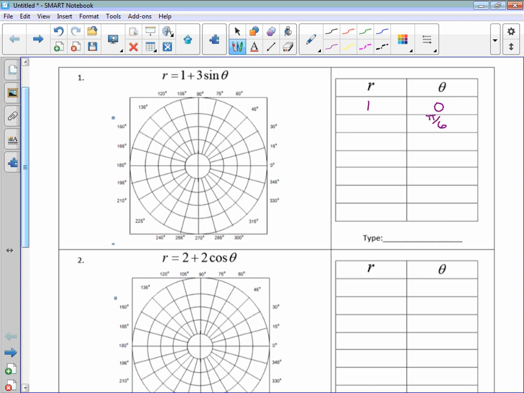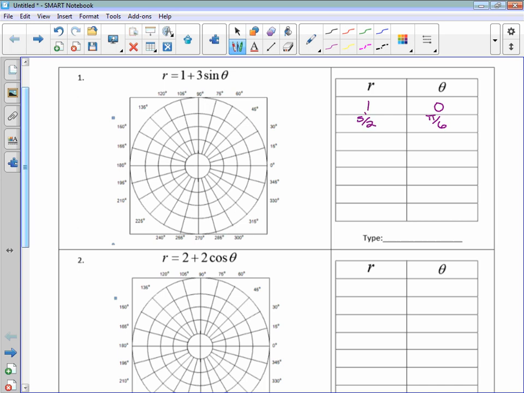All right, so let's do pi over 6 next, because that's not too bad for sine. What is the sine of pi over 6? Half. I got 1 over 2. So 3 times 1 half is 3 halves. Plus 1, what do we get? 5 halves. Okay.